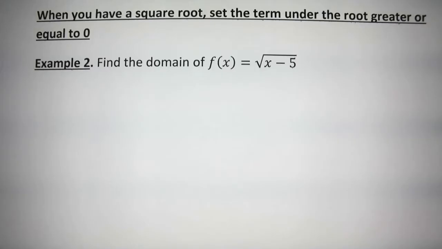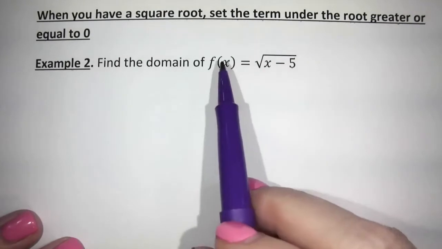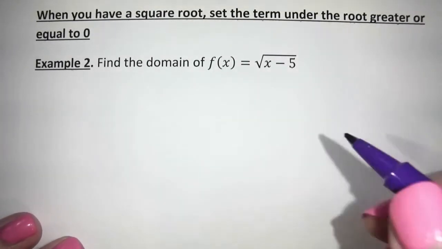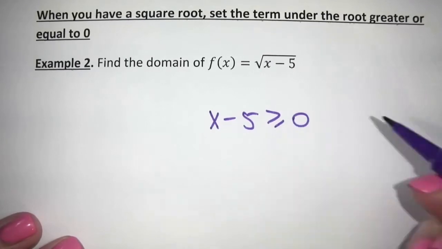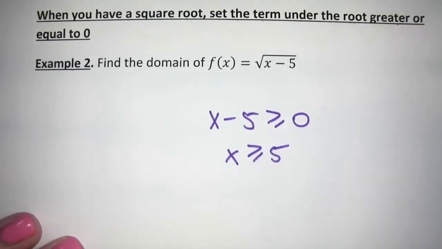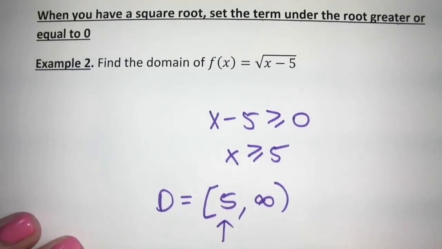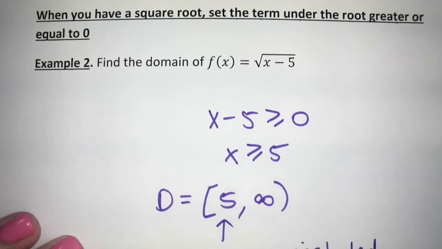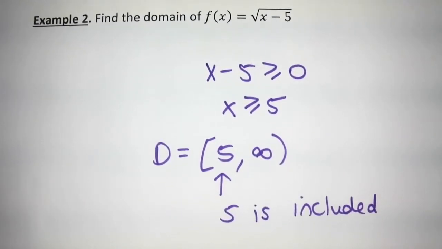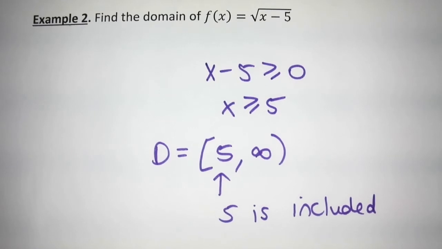The second case is when you have a square root. Set the term under the root greater than or equal to 0. Whatever is under the root, not including the root, has to be greater than or equal to 0. That's where we define square roots. We can take the square root of 0, but we can't take the square root of a negative. So we've got f of x, or y, equals root x minus 5. We say x minus 5 is greater than or equal to 0, so x is greater than or equal to 5. In the domain here, 5 is included, so it's a square bracket: from 5 to infinity, with a round bracket.